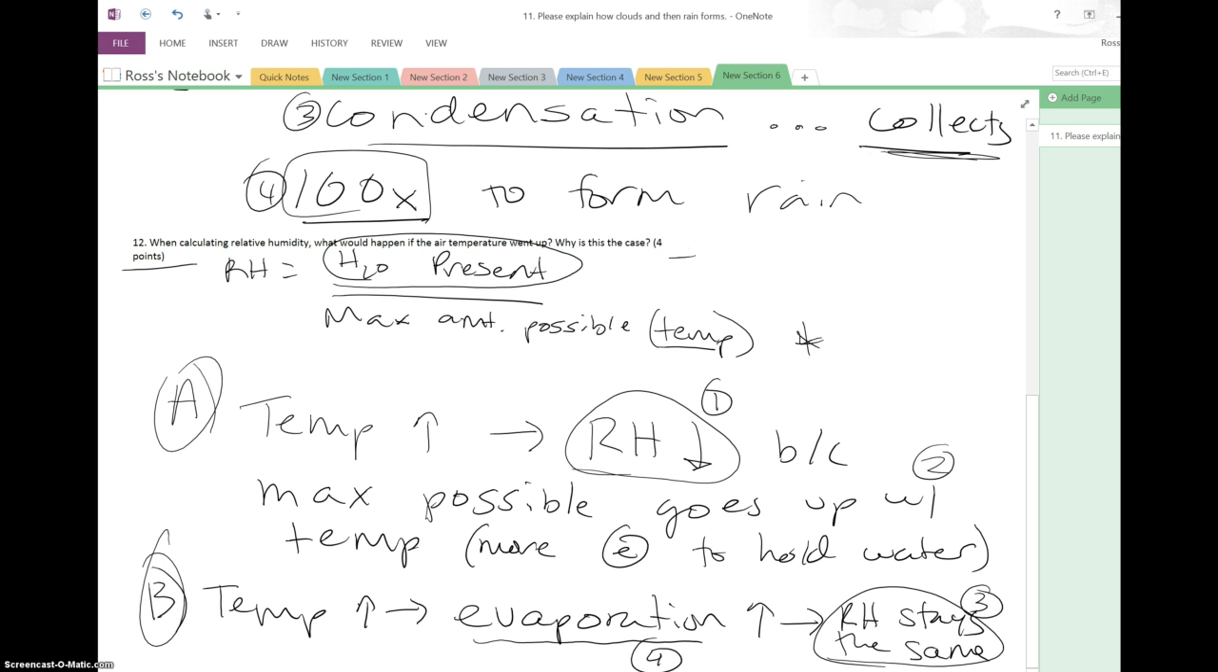We also talked about what would happen if just water present in the air increased and not the temperature, not this maximum amount possible, and that would increase your relative humidity. So you had to have both of these to get all 4 points. A lot of people rightly wrote A, but didn't have B. They forgot about the evaporation link, which is something that we put on the board a couple times.